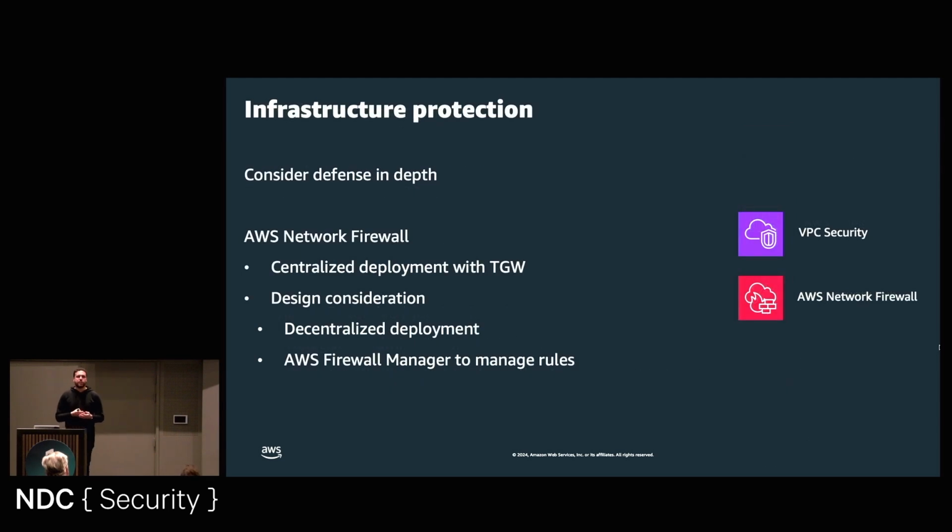Now we managed to set the guardrails in place. We managed to plan for our event detection, threat detection, and response. We need to go one more layer up. We need to protect our infrastructure. We need to make sure that our network has some sort of defense in depth. And that's where the infrastructure protection capability comes into play. So with infrastructure protection, there are a few things to consider here.